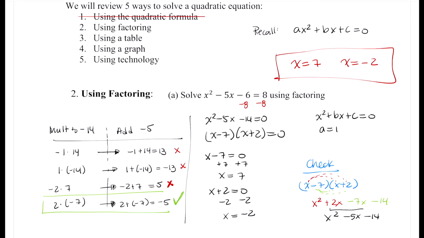Let's continue. Next, we're going to solve 2x squared minus 9x minus 5, and I should have an equals 0 here, using factoring. This one looks a little different. In our previous example, our quadratic was of the form x squared plus bx plus c equals 0. Now I have ax squared plus bx plus c equals 0, where a is not equal to 1. So we're still going to find two numbers that multiply to something and add to something else, but we're going to do this a little differently.